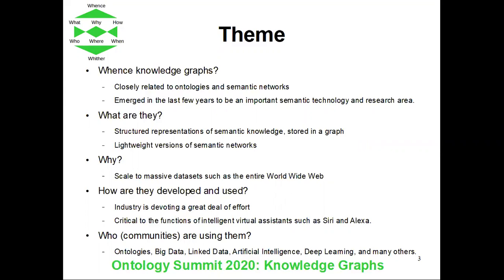What's the history of those? Well, they're closely related to ontologies and semantic networks and emerged in the last few years. John will be talking a little more about that today. Then, what are they? They're basically structured representations of semantic knowledge, stored as a graph, so it's called a knowledge graph, but they're lightweight versions of semantic networks. Again, John is going to be saying a little more, and Ravi as well.